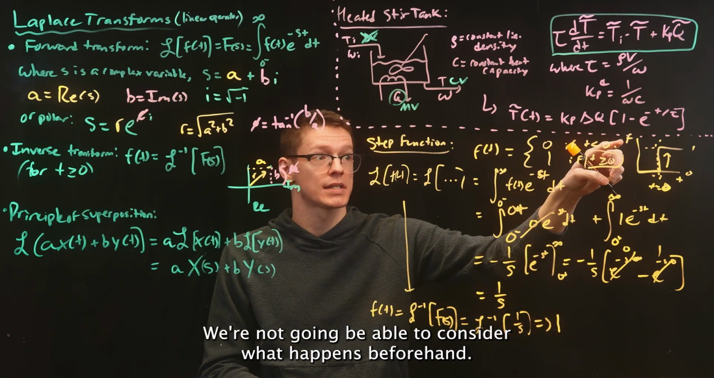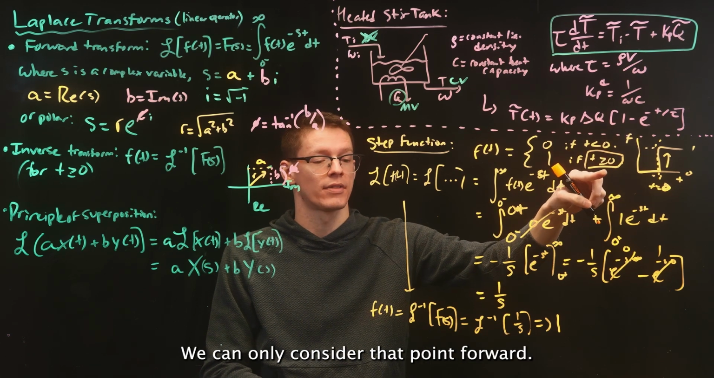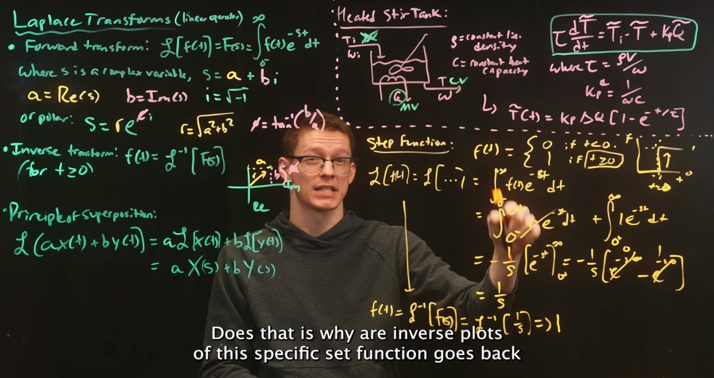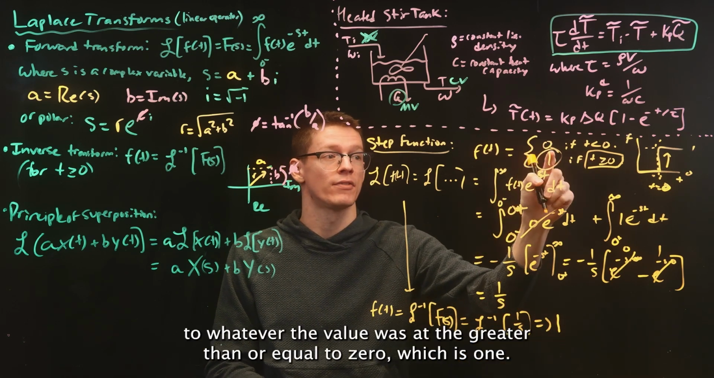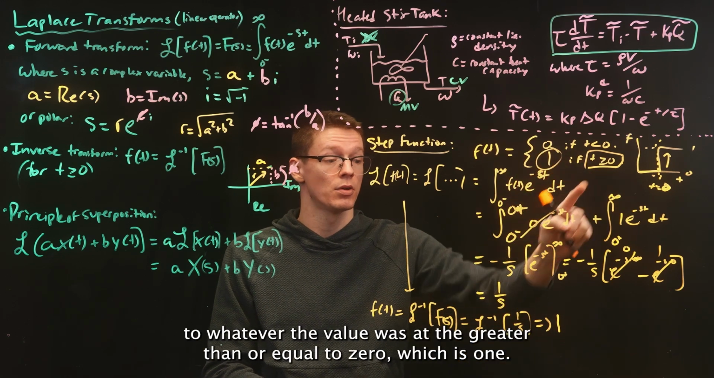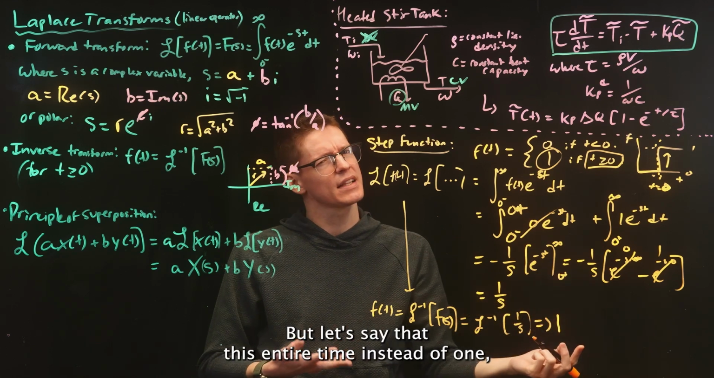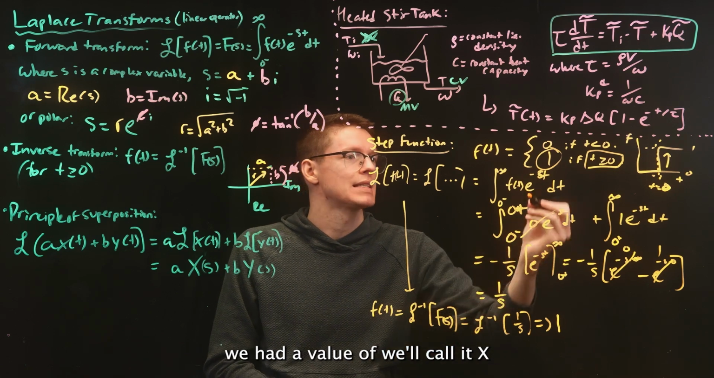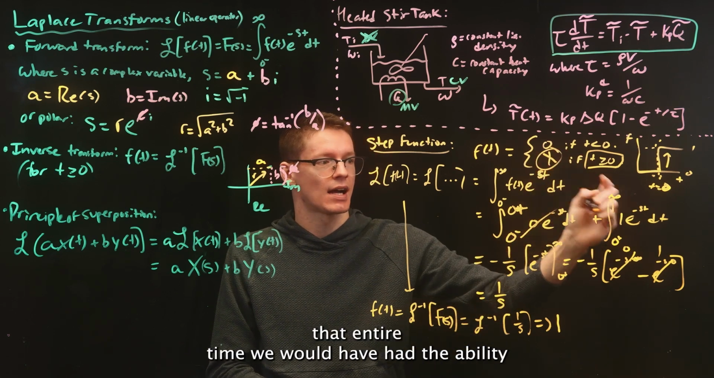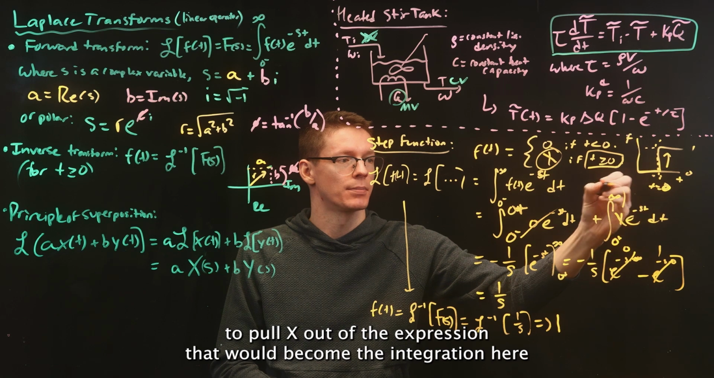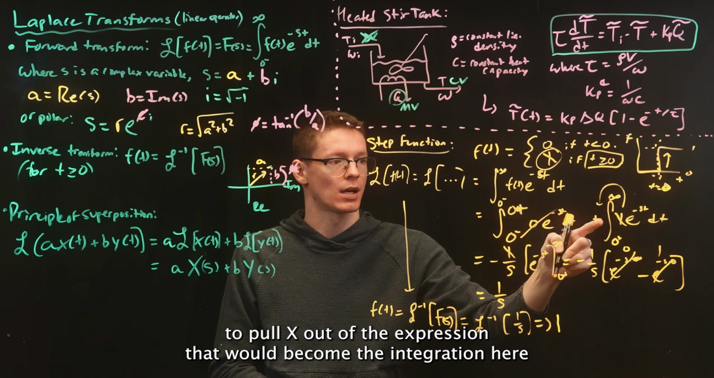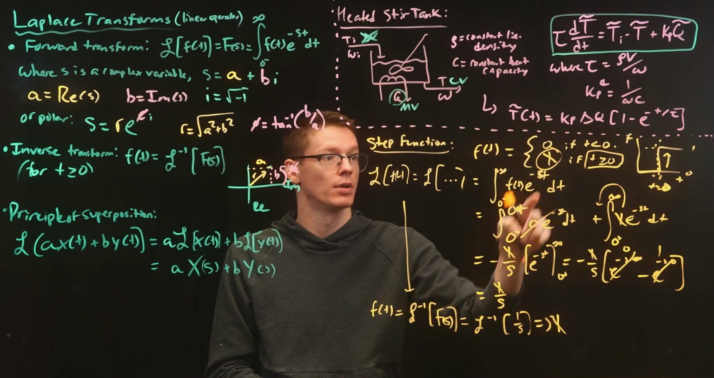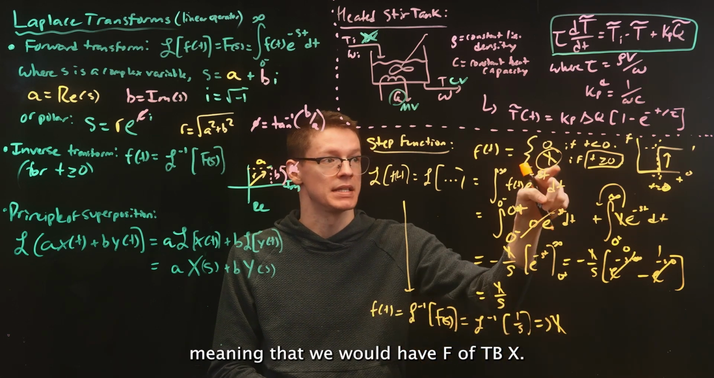We're not going to be able to consider what happens beforehand. We can only consider that point forward. Thus, that is why the inverse Laplace of this specific step function goes back to whatever the value was at t greater than or equal to 0, which is 1. But let's say that this entire time, instead of 1, we had a value we'll call x. That entire time, we would have had the ability to pull x out of the expression. That would become the integration here that has an x, and that would still remain x all the way through, meaning that we would have f of t be x.